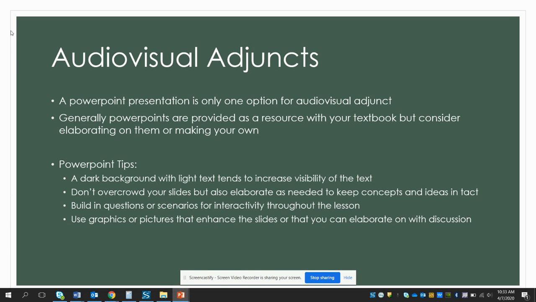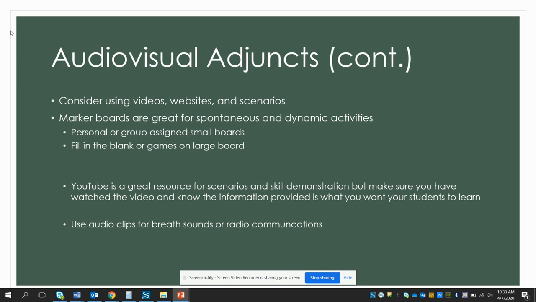Make sure you're using graphics and pictures that enhance the slides or that you can elaborate on with discussion. A lot of times what I like to do is give one picture and say that's my patient, and then I would ask the students, based off of what you see right here, how would you treat them, or what would be your next step? We want to consider using videos, websites, and scenarios.